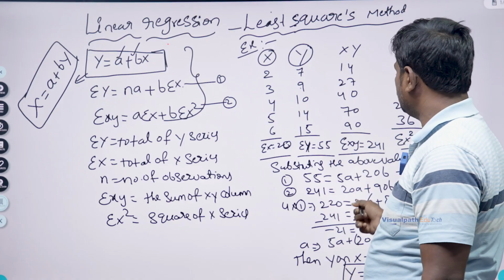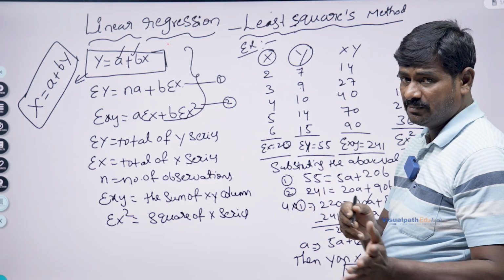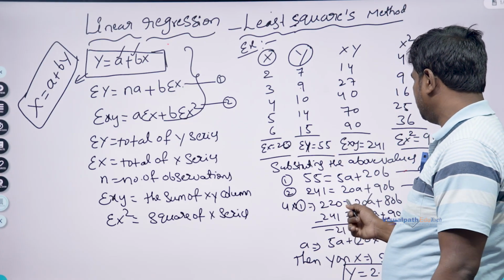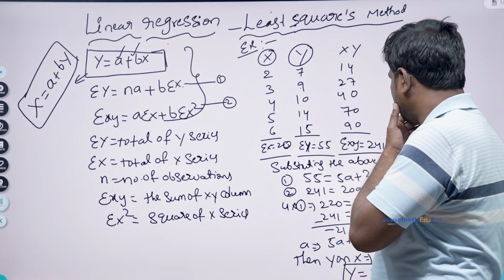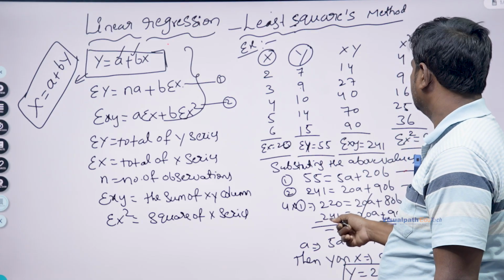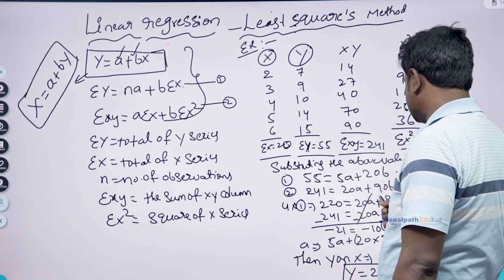To solve these two equations, first we multiply equation 1 by 4. Then 4 into 55 is 220, 4 into 5a is 20a, and 4 into 20b is 80b. Then we subtract the second equation, 241 is equal to 20a plus 90b.